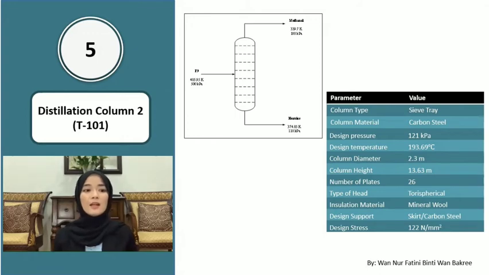And then for column material, I go for carbon steel. This is also primarily because the typical distillation column material used in industry right now is carbon steel. Plus it is more economical and efficient, and in this process we don't have any process that requires special material, hence I go for carbon steel. And then the type of head is torispherical, the insulation material is mineral wool, and for the design support, a skirt using carbon steel as well.